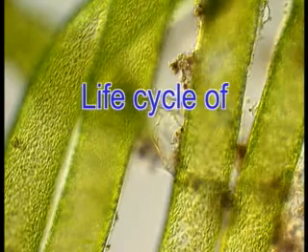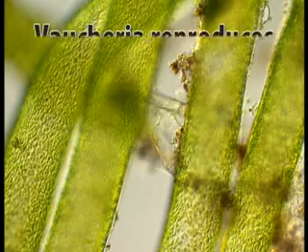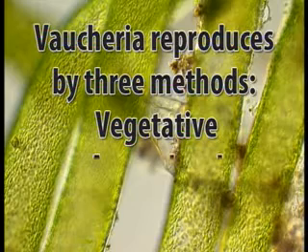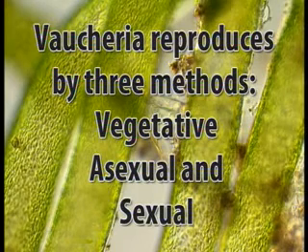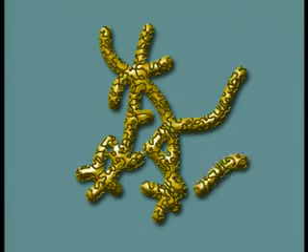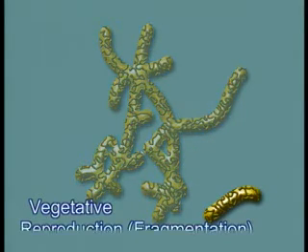Now, we have the second part of our lecture, that is the life cycle of Vaucheria. Vaucheria reproduces by three methods: vegetative, asexual and sexual. Let us start with vegetative reproduction. It takes place through fragmentation. In this method, the thallus breaks up externally into short segments which ultimately form new individuals.